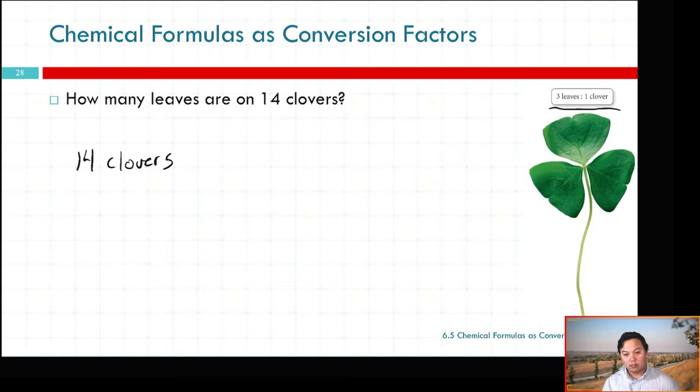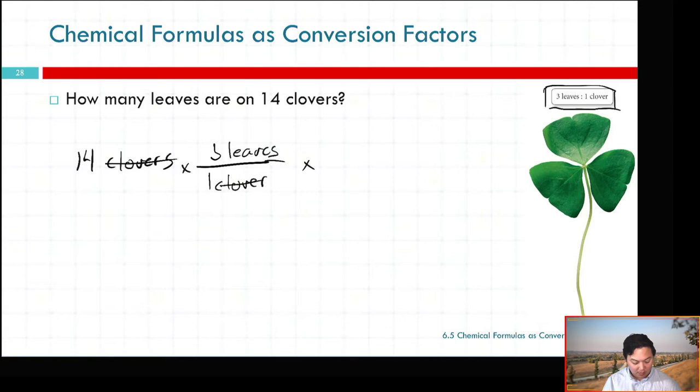Well, we're given this as a conversion factor. So we say, okay, there's 3 leaves for every 1 clover. So if we put one clover and three leaves, you can see now how clover cancels out. We get 14 times 3, which I feel like I should be able to do in my head, but I have a calculator. Right? And so we end up with 42 leaves.